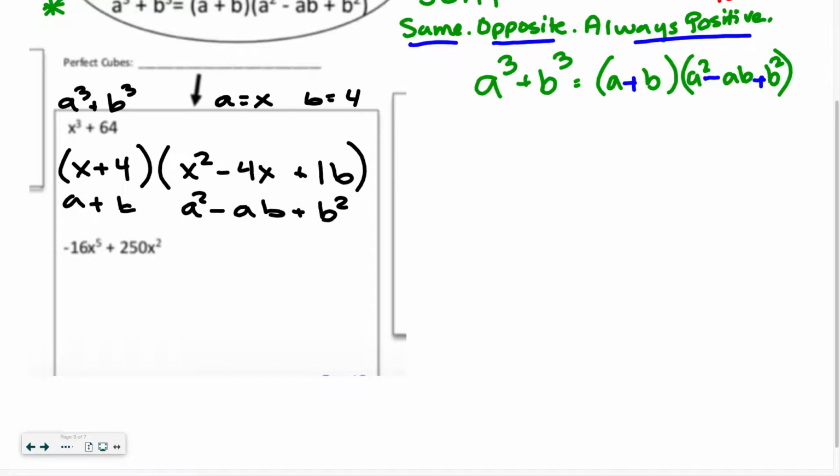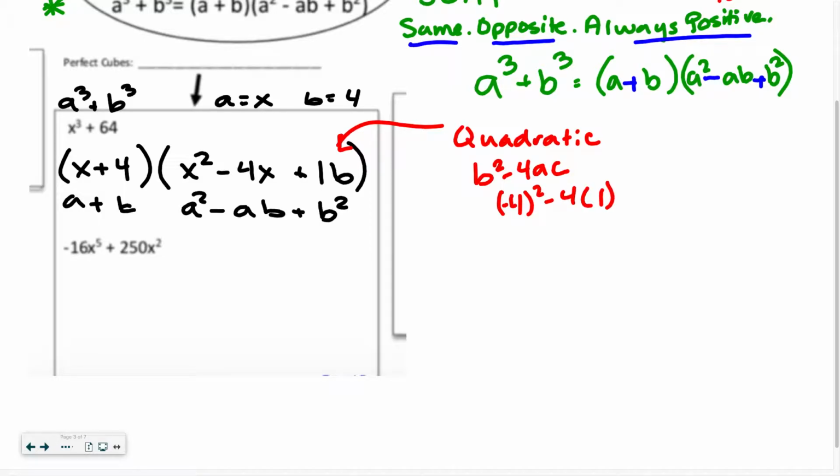Just a little trip down memory lane here to chapter 3 when we were solving quadratics. If I do my discriminant, b squared minus 4ac, that would be negative 4 squared minus 4 times 1 times 16. I'm thinking ahead. Okay, so that's 16 minus 64, which is some negative number, right? Negative 48. So what do we know about our two solutions right there? If your discriminant is negative, there are two imaginary solutions.